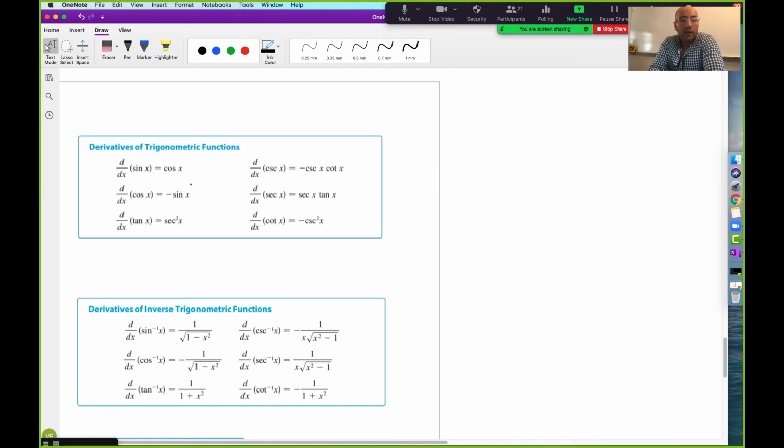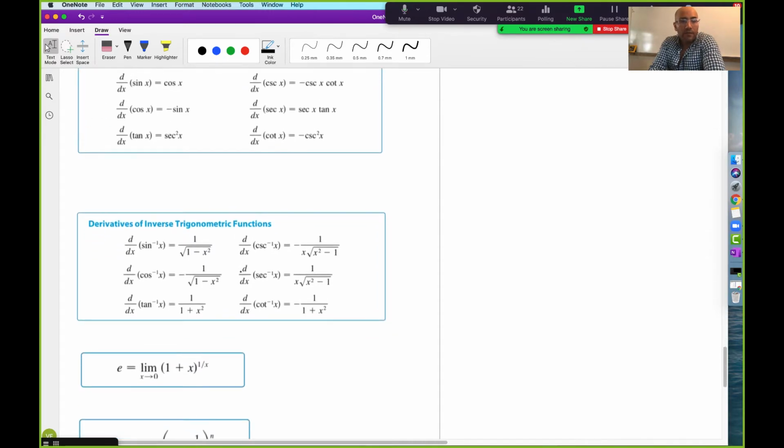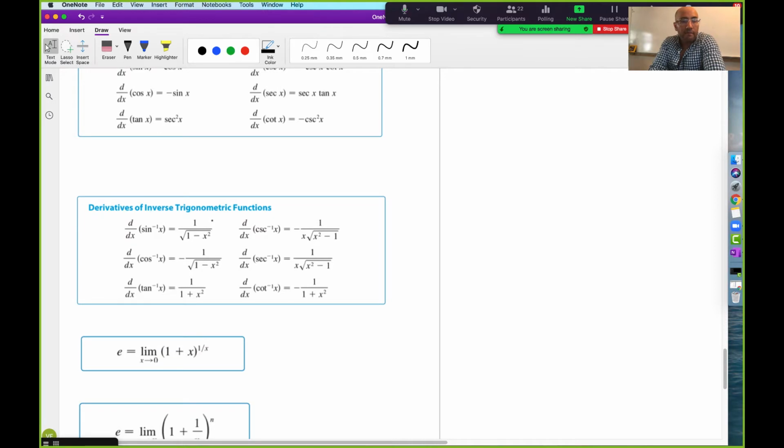Good. Again, I'm just hitting the highlights from chapter 3, so I'm not going to talk too much about why that is. But if you don't remember these, go back to chapter 3, and they do a beautiful job of explaining some of these. The derivative of sine, why is it cosine, why is this one negative sine. Good. And again, I'm not going to go into detail why, but the book does a really nice job of explaining some of these.